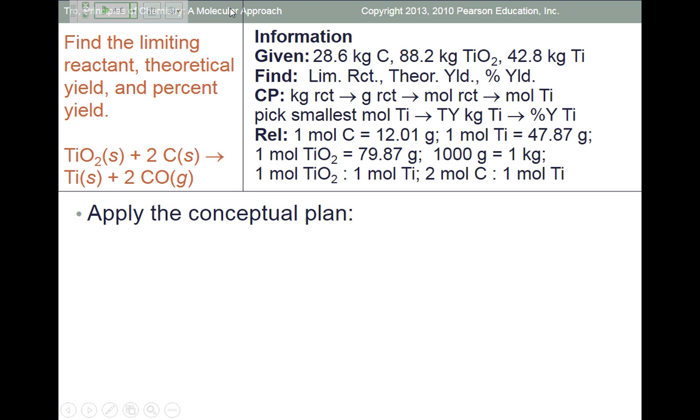Where's my pen? There it is. So we are starting with carbon. And we want to convert that to our grams.